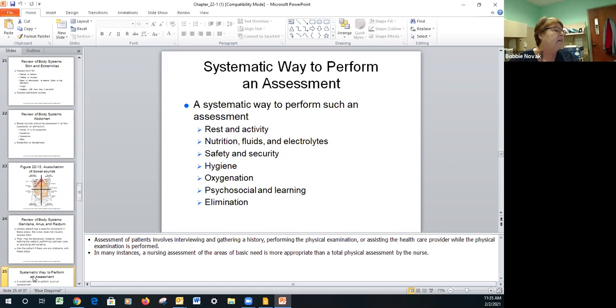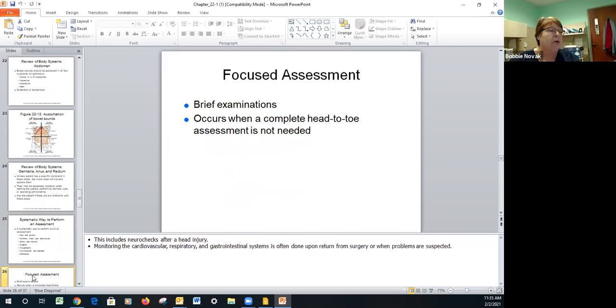And then finally, we have our focus assessment. These are brief examinations. We don't need to do a head to toe every day. This is just checking their general well-being. So we're going to listen to their lungs, listen to their heart, check their abdomen, check their surgery site, check what our problems are, okay?